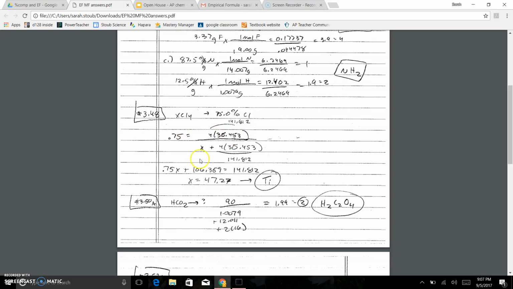So after I set up this part right here, I just had to do some fancy math. I just had to do some algebra to solve for X. There's my algebra that I solved for X right here, and I finally came to X of 47.27.